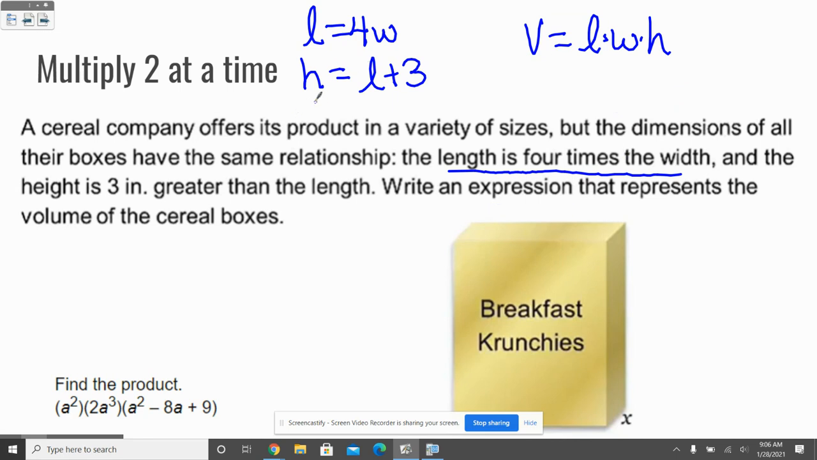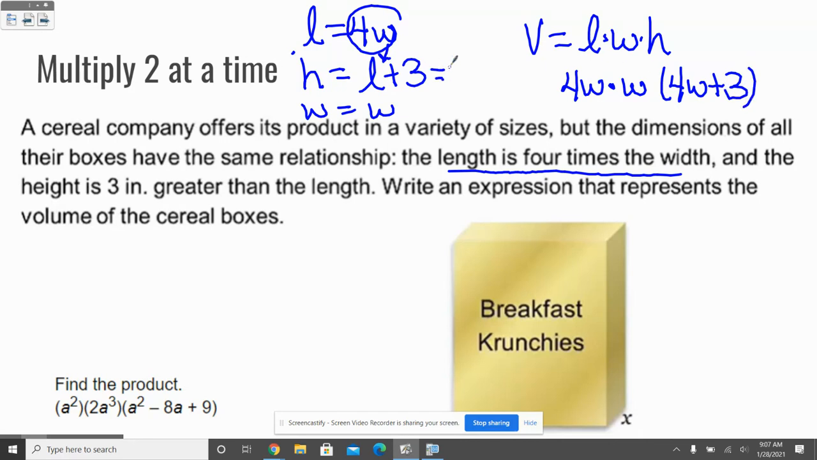So I have the length and the height, but what is the width? Well, the width is just the width. So we'll just use the width the same. The length is 4w. The width is w. Can I write the height in terms of width? And the answer is yes. Because the length is 4 width, I can substitute that right there, and I can get my last one as 4w plus 3 instead of length plus 3.